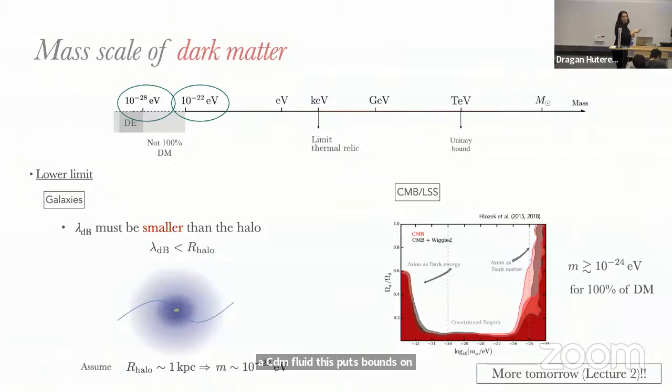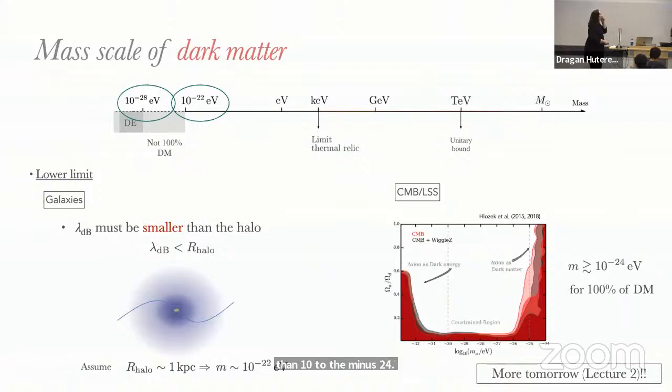So this is the fraction of dark matter that it can be this scalar field. And this is the mass. And although a scalar field with 10 to the minus 28 behaves like dark energy, it cannot be 100% of dark energy. CMB doesn't allow that. Large scale structure doesn't allow that. They really, really need CDM on those scales. So it can only be 100% of dark matter if it is bigger than 10 to the minus 24. So this is already a result from observations.